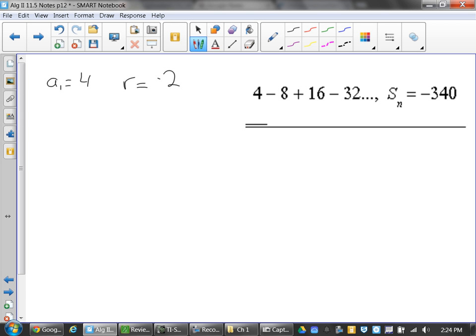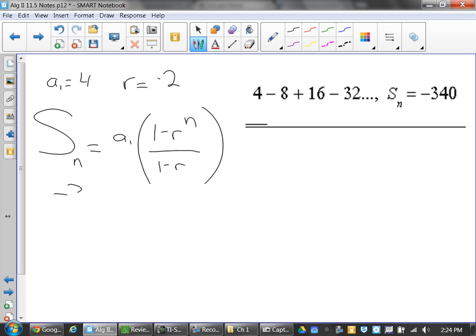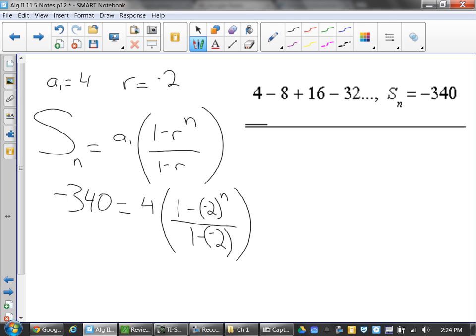Good. So we write out the formula. S of n is first term times 1 minus our rate to the n over 1 minus our rate. Negative 340 is 4 times the quantity 1 minus parentheses negative 2 to the n over 1 minus negative 2 again. Everybody okay on that? That lonely denominator, does everybody agree that it is 3? So can I say that I'm multiplying the stuff on the right side by 4/3? How do you undo multiplying by a fraction? Multiply by its reciprocal. Good.